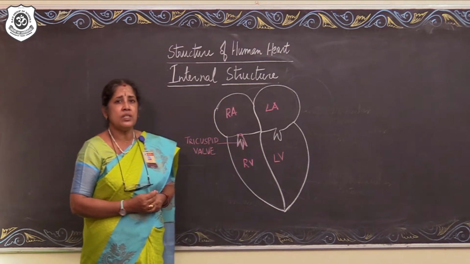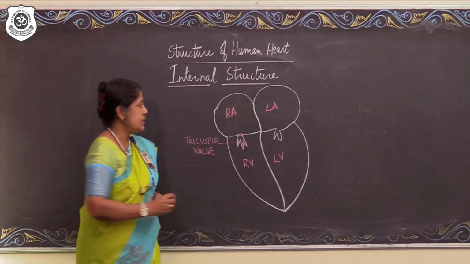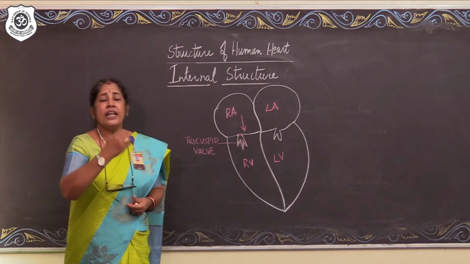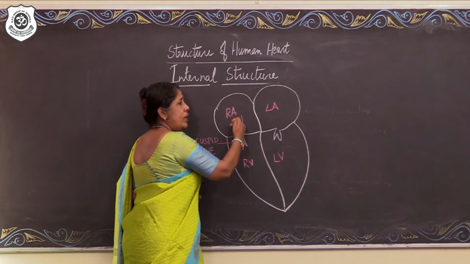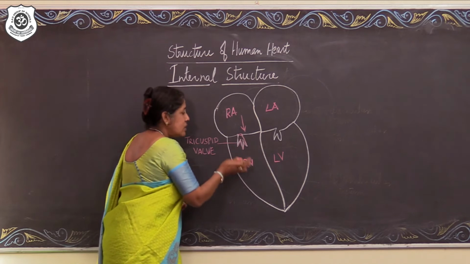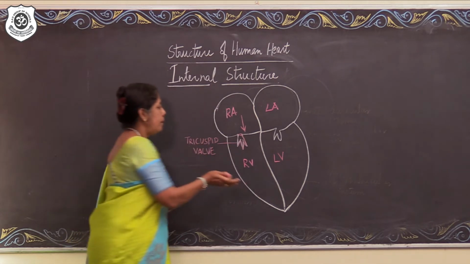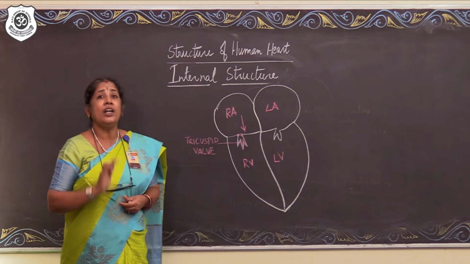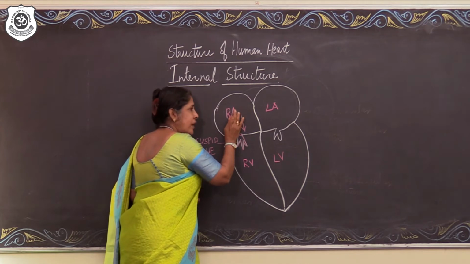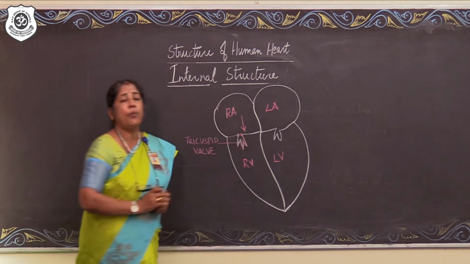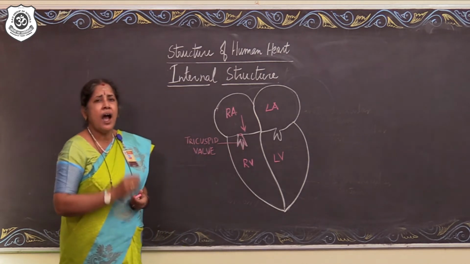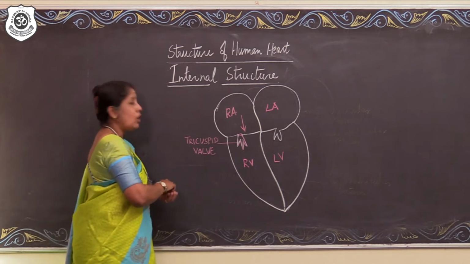And what is the function of this valve? This valve ensures that the blood always flows from the auricle into the ventricle. So the blood flow is always from the right auricle into the right ventricle. These valves will never allow the blood to flow backwards. So we can say that these are unidirectional valves, ensuring that the blood is pushed from the right auricle into its corresponding right ventricle.